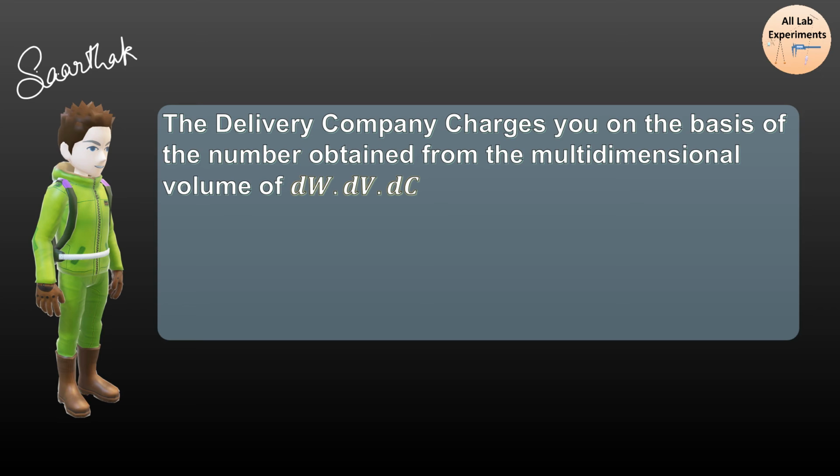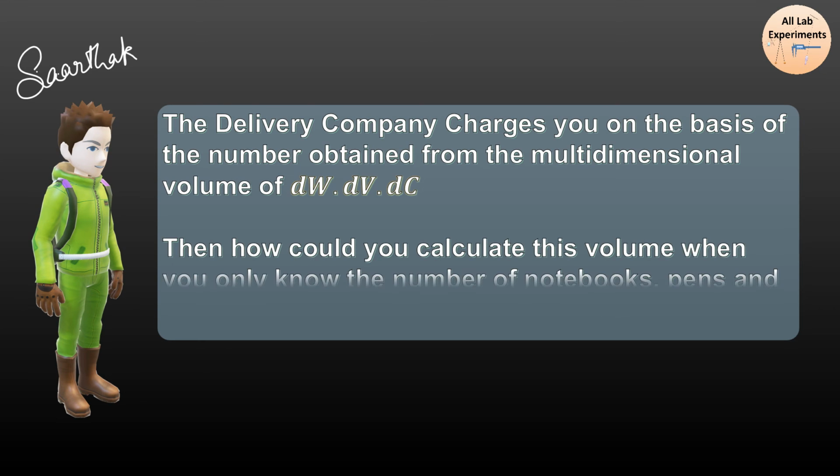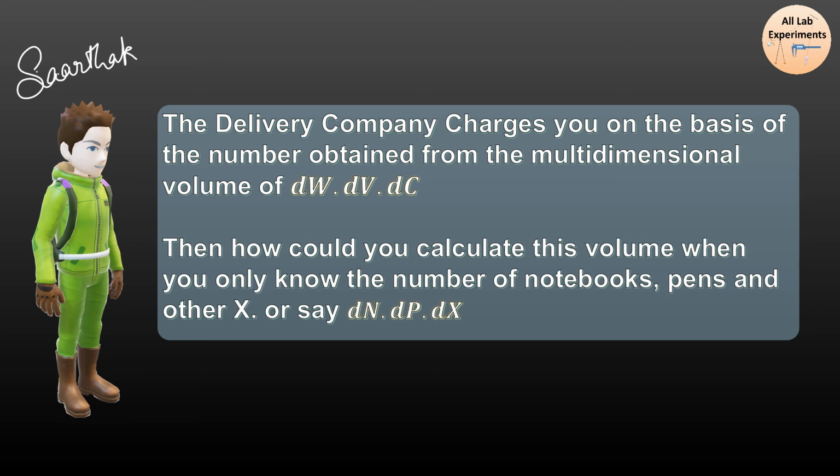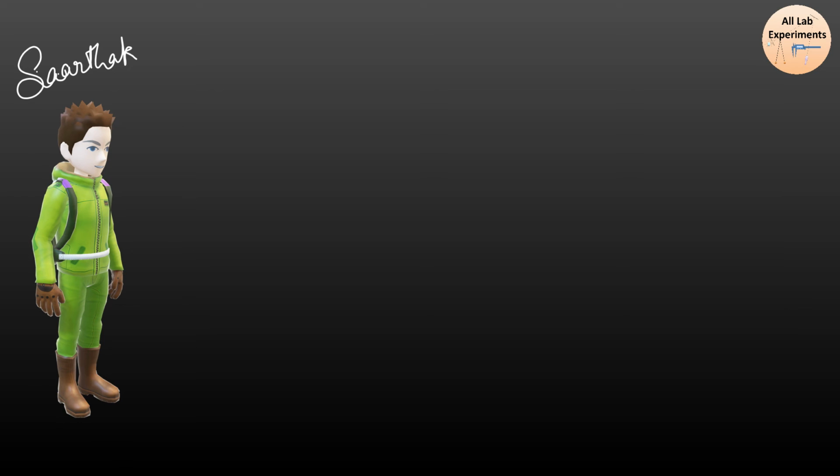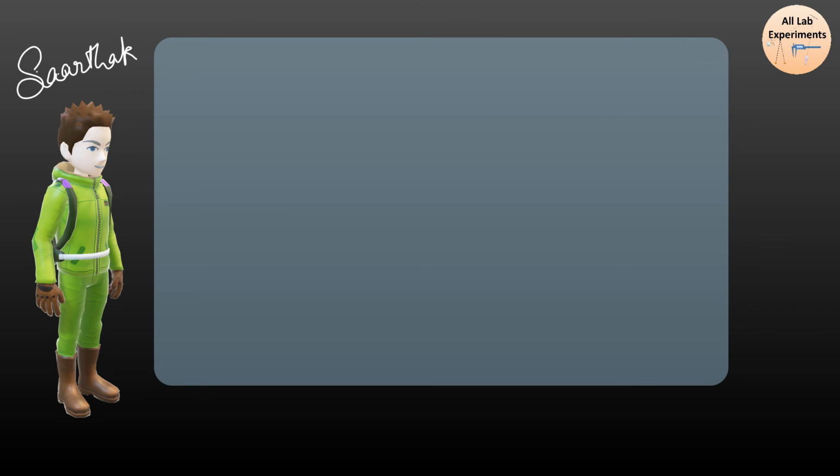So you know this multidimensional volume, but consider this is your regular job and you do this every day, but you don't want to calculate its weight, volume, and cost whenever you send this to somebody. Then you need another formula through which, just by knowing the number of notebooks, pens, and X items, you can calculate this quantity. So overall, you need a multidimensional volume in a different space. So how could you change this quantity?